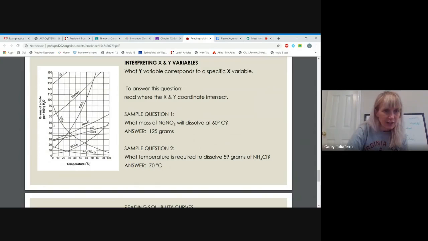I'm going to find 59, which is just about here. And I'm going to come across, try to match it up as much as possible. And it looks like right here is where I intersect. And if I come down, I see that it's about 70 degrees Celsius.